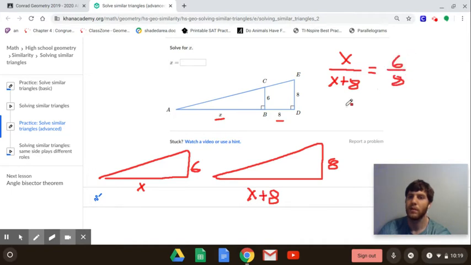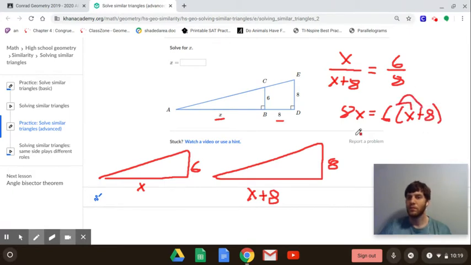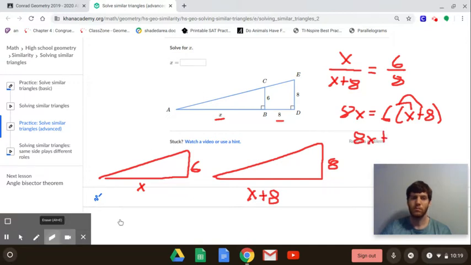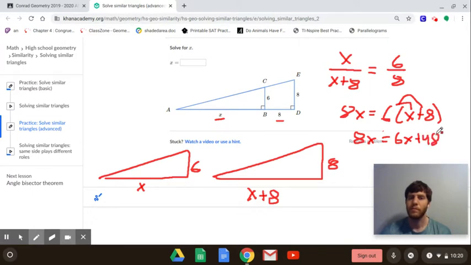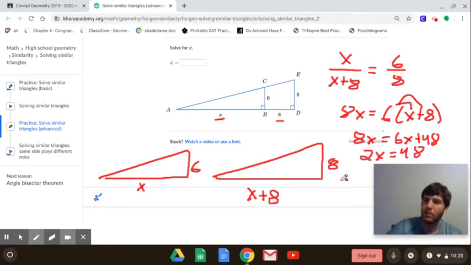You cross multiply, you get 8x. Right, and then 6 times x plus 8. You distribute the 6, so you end up with 8x equals 6x plus 48. Right, you subtract 6x from both sides, you get 2x equals 48. Divide by 2, and you're left with x equals 24.